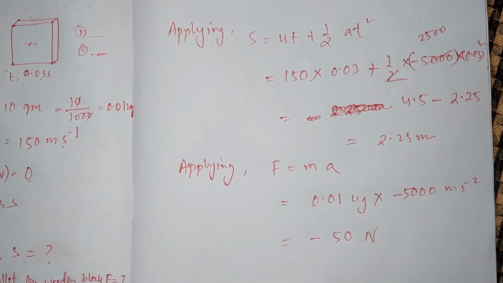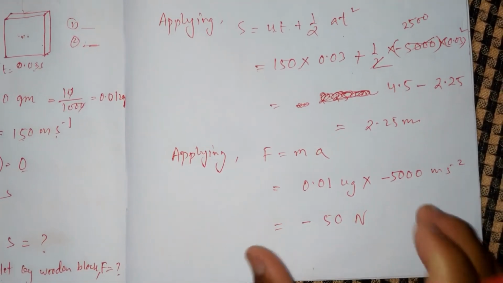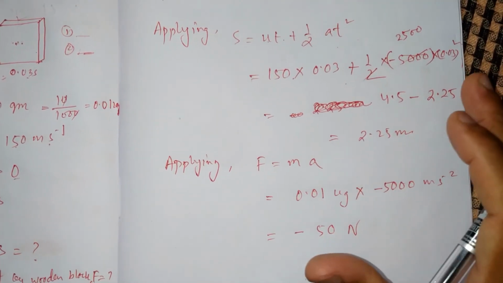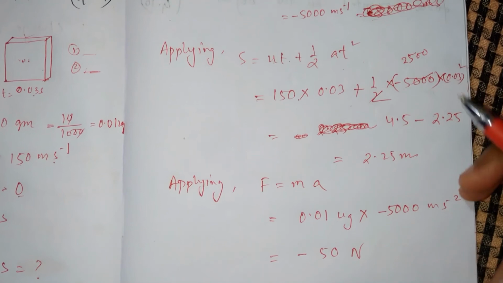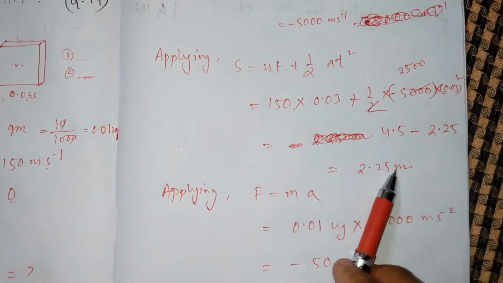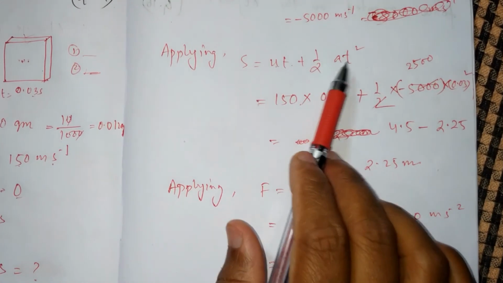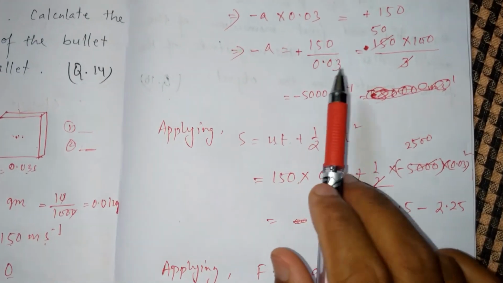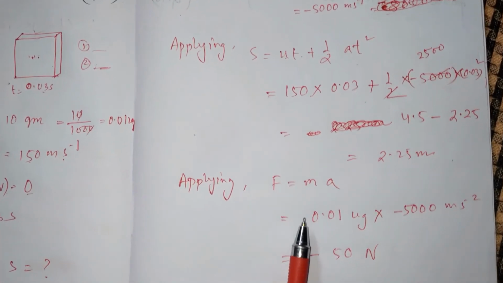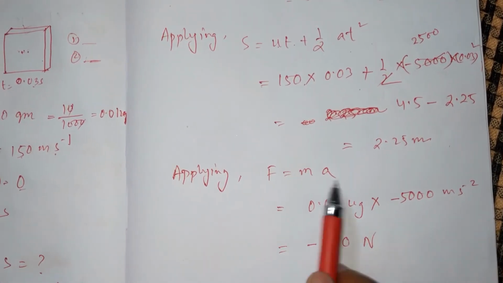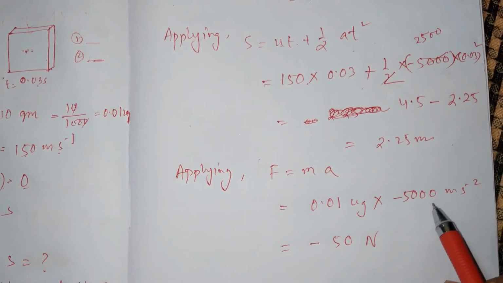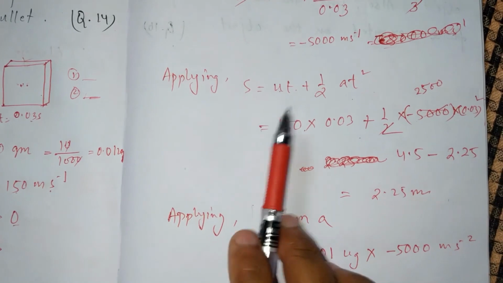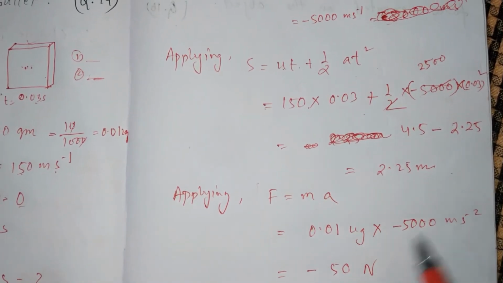So this is the solution of this part. The question asked three things. Firstly, the acceleration, then the distance of penetration. To find this distance of penetration you need the acceleration, which is why we found the acceleration first, and for finding the force also we need the acceleration, F = ma. So here you have the distance, 2.25 meter, and the force, minus 50 Newton.